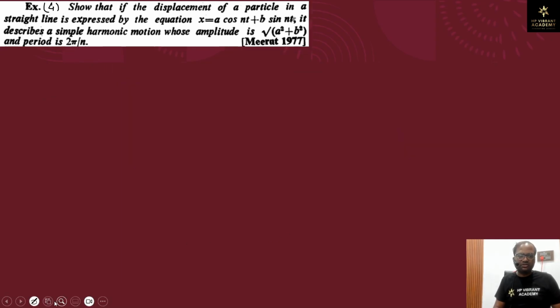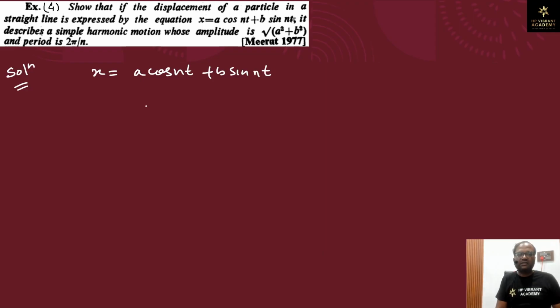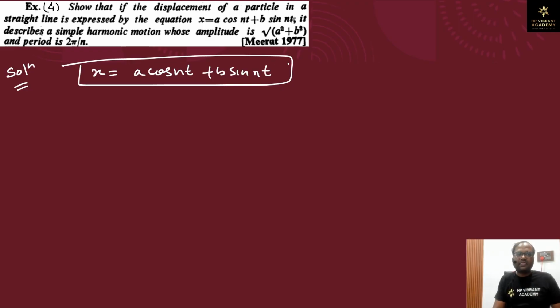So now let us discuss question number 4. We have the displacement of a particle in a straight line expressed by x equal to a cos nt plus b sin nt. What we have to show is that the particle describes a simple harmonic motion. And we have to show that the amplitude is equal to root under a² plus b² and the time period is 2π upon n. This we have to show.